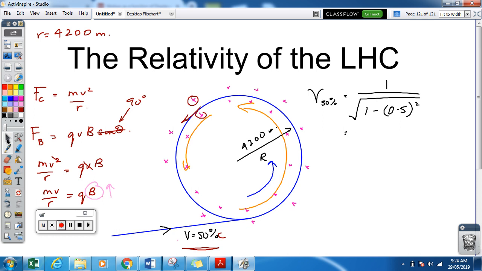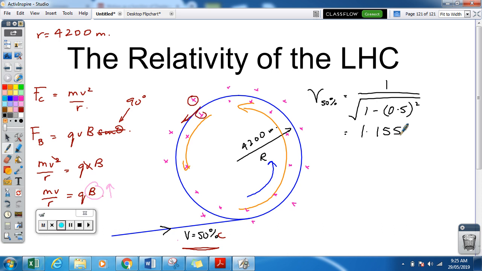That value is 1.155, rounded to 3 decimal places. And that means the mass of the proton is 1.155 times as massive as it would be if it was at rest in the laboratory.